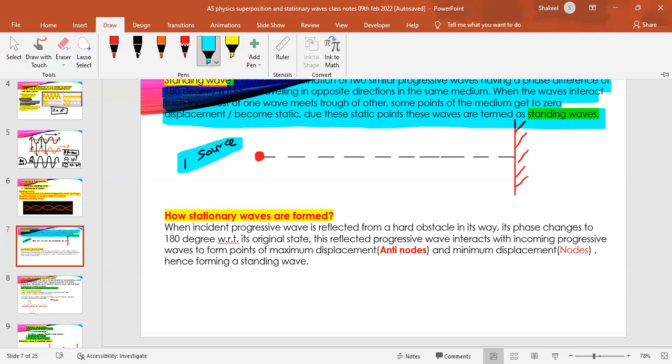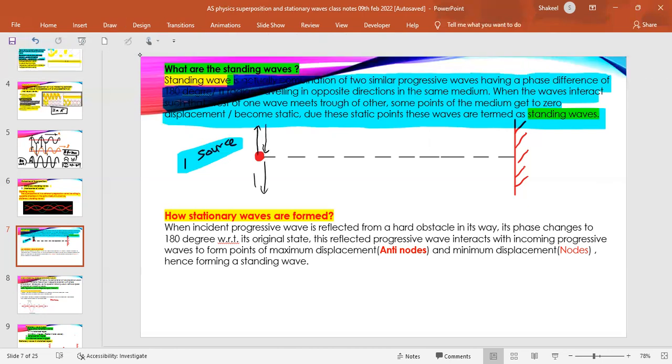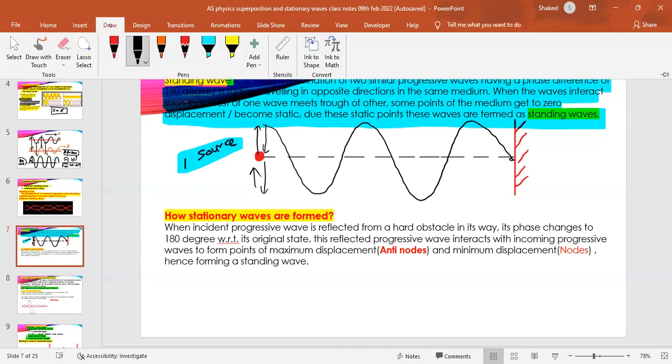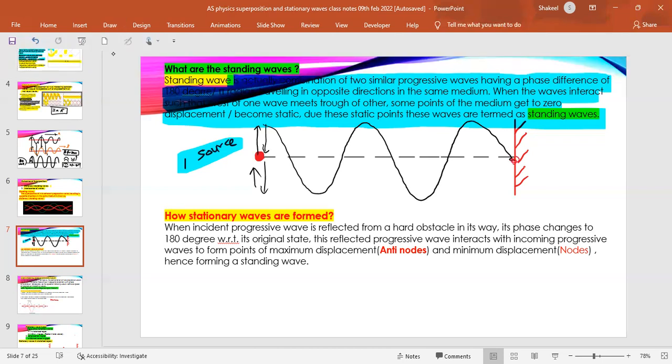This is the source and there is a rope and you are going to oscillate it. So what will happen is that your first wave, like the rope, is going to move like this. So when it hits the fixed end, of course, it is going to reflect back at 180 degree phase difference. So this is the reflected wave now. The red one is the reflected wave and the black one is the incident wave.